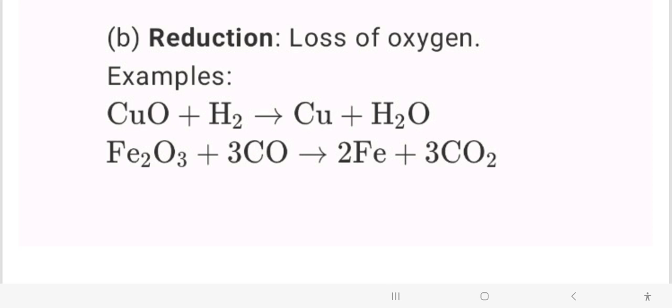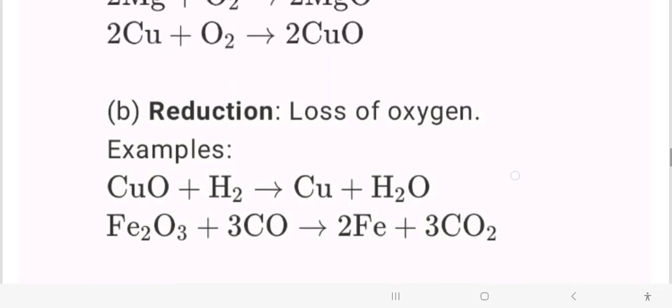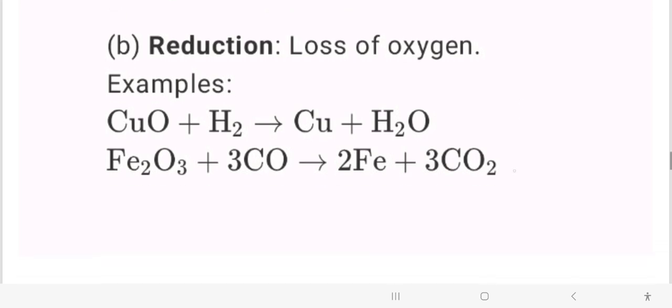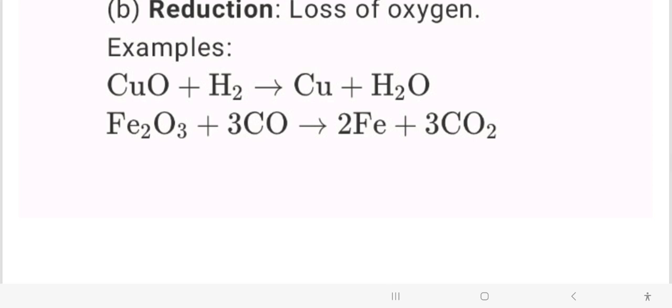In the previous examples also, magnesium is getting oxidized to form MgO, copper is getting oxidized to form CuO. In the redox reaction, copper oxide is reduced to form copper. And the second example, Fe2O3. What is this Fe2O3? Ferric oxide. So this ferric oxide, this is also a redox reaction, reduced to iron. Okay, and carbon monoxide is oxidized to form carbon dioxide.